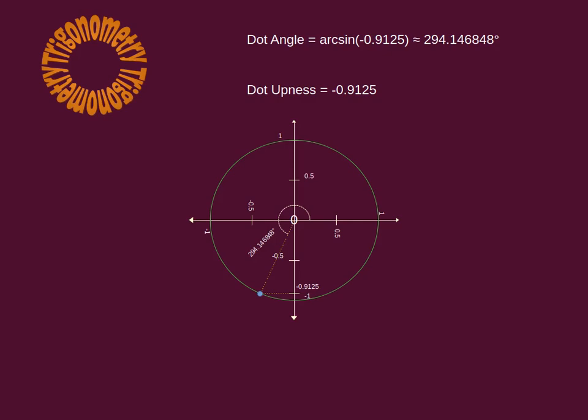Or, if your calculator is stupid, it will give you a negative angle that is down and around to the dot, rather than a positive angle that is up and around to the dot.